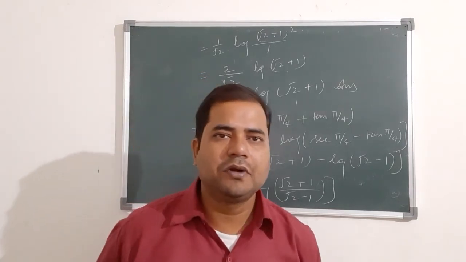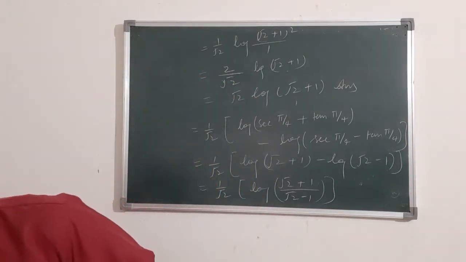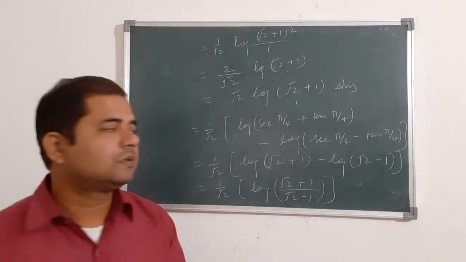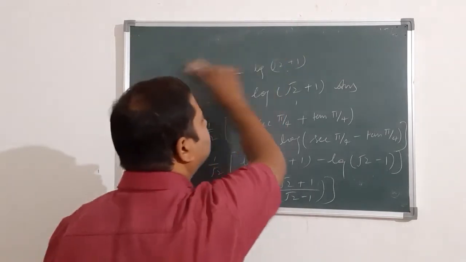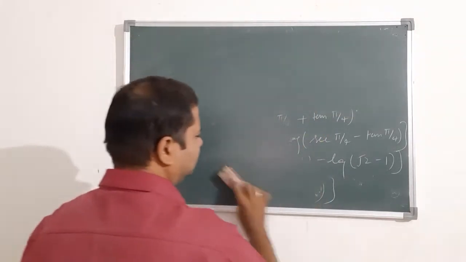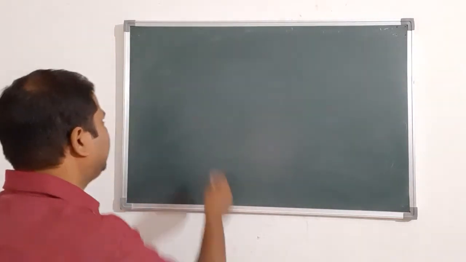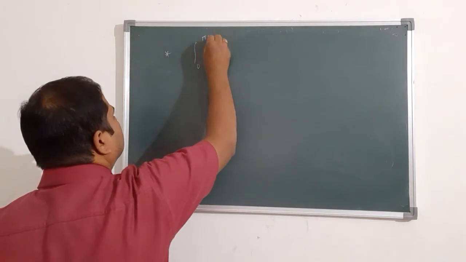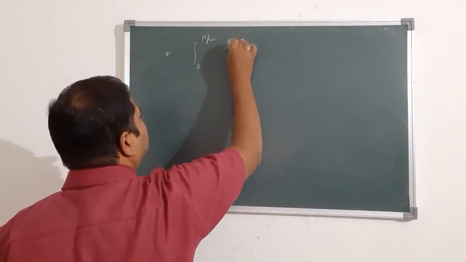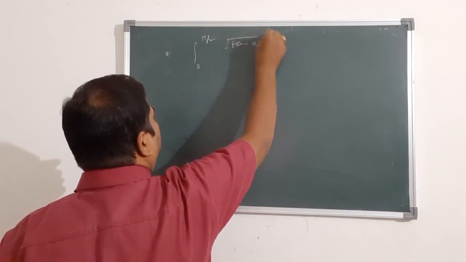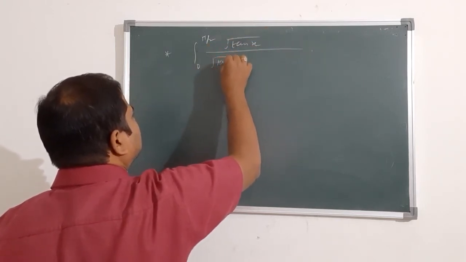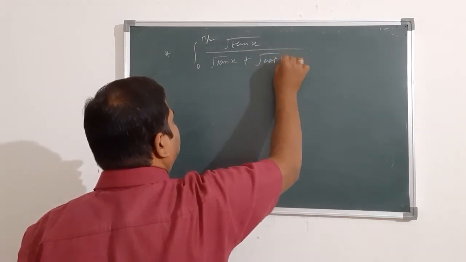Okay, so maybe you completed this one. Now, next question. See this one: integral from 0 to pi by 2 of root tan x upon root tan x plus root cot x dx.